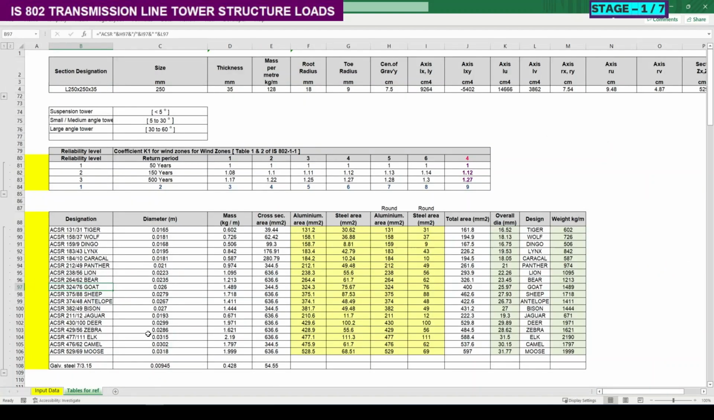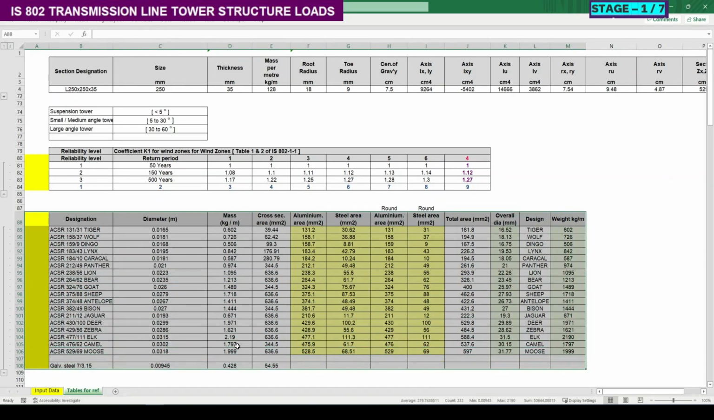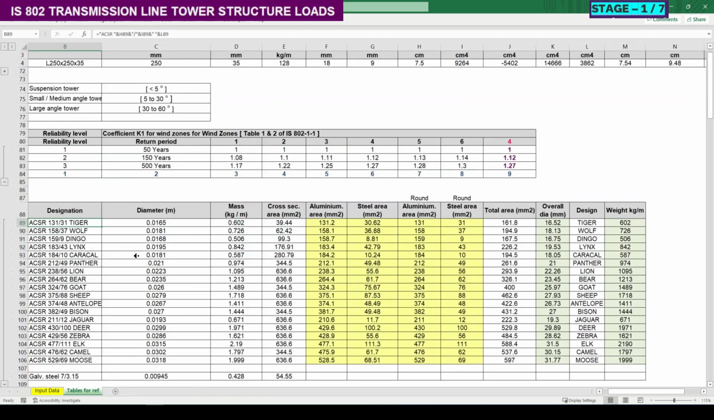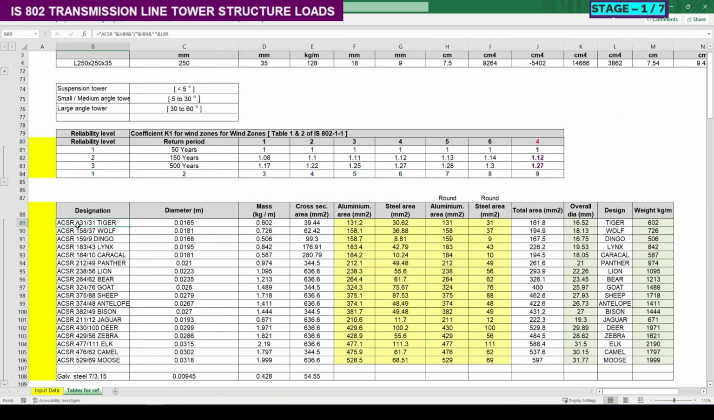Here you can see in the right hand side tab there is a table with details about all the ACSR type conductors, named after animals, and their aluminum area and steel area cross sections. In ACSR 131/31, 131 is the aluminum area and 31 is the steel area. This is the way we designate the conductor types.